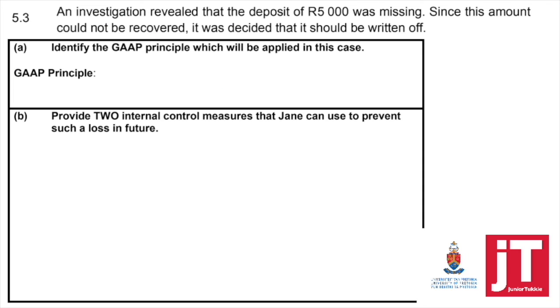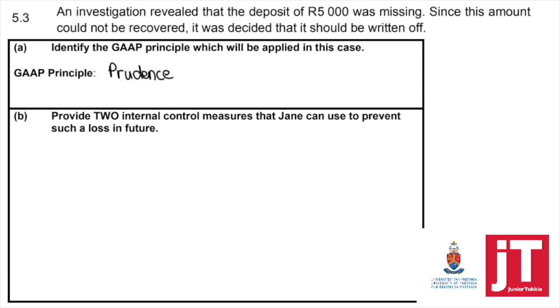Looking at our last question, an investigation revealed that the deposit of 5,000 was missing. Since the amount could not be recovered, it was decided that it should be written off. So identify the GAAP principle which will be applied in this case. The GAAP principle that will be applied is prudence. We need to be conservative. We might recover that money, but we might not. So we are being conservative, and we are going to write that amount off.